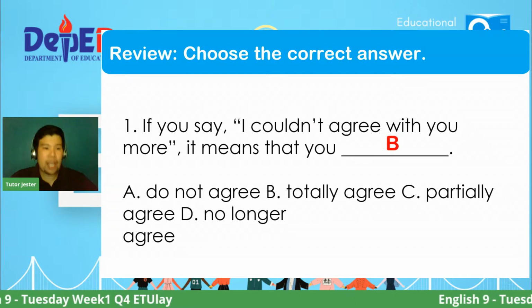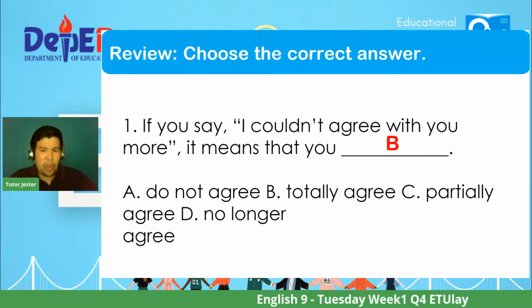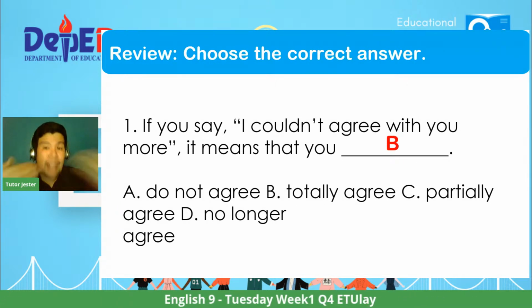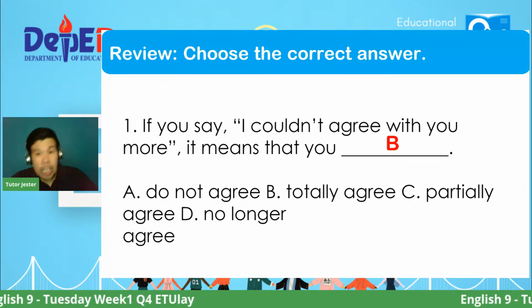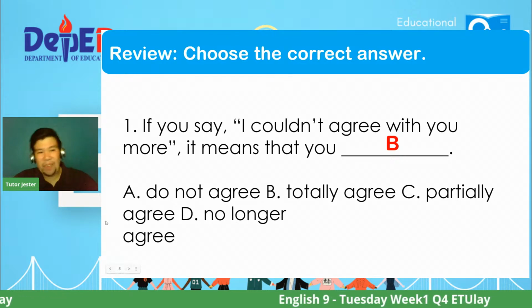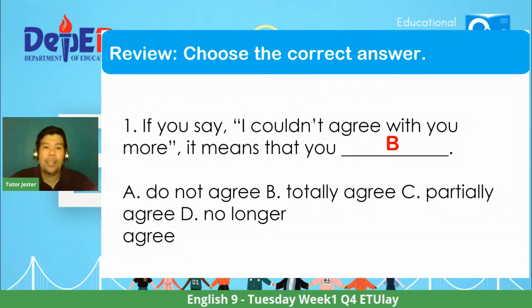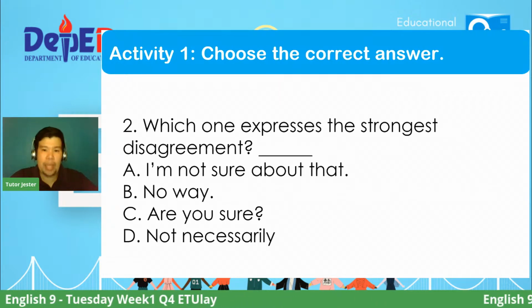It's B. Totally agree. Kasi nga, parang ganito yun. I couldn't agree with you more. Parang sumasang-ayon ka talaga fully and totally with what he or she has stated or said. Okay? All right. You're right, Ma'am Je. Correct. Tama. Number 2. Which one expresses the strongest disagreement?